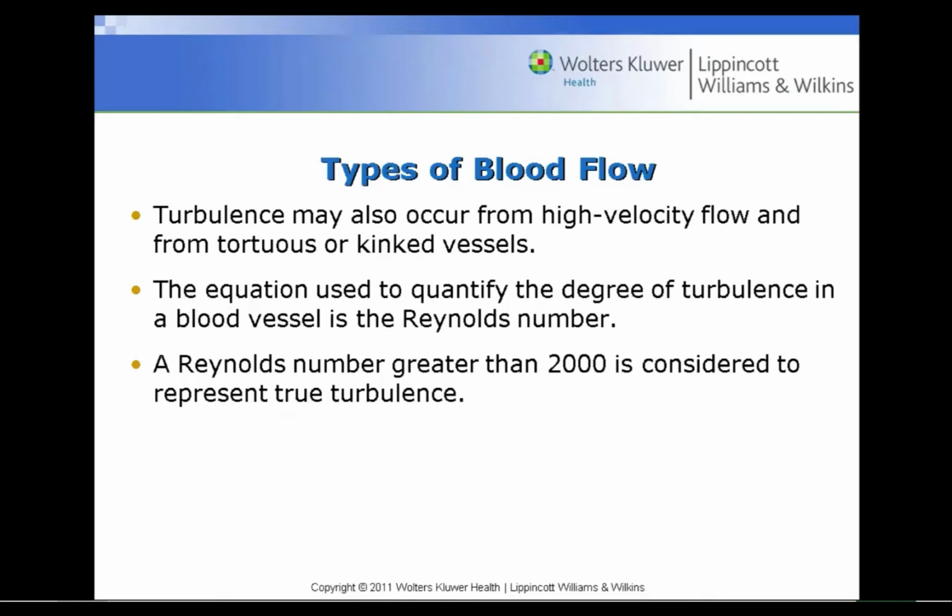Again, we need to quantify this degree of turbulence, and this is called the Reynolds number. A Reynolds number greater than 2000 is considered to represent true turbulence, and this would be a fact that I would put to memory, because you're going to be using it the rest of your career.